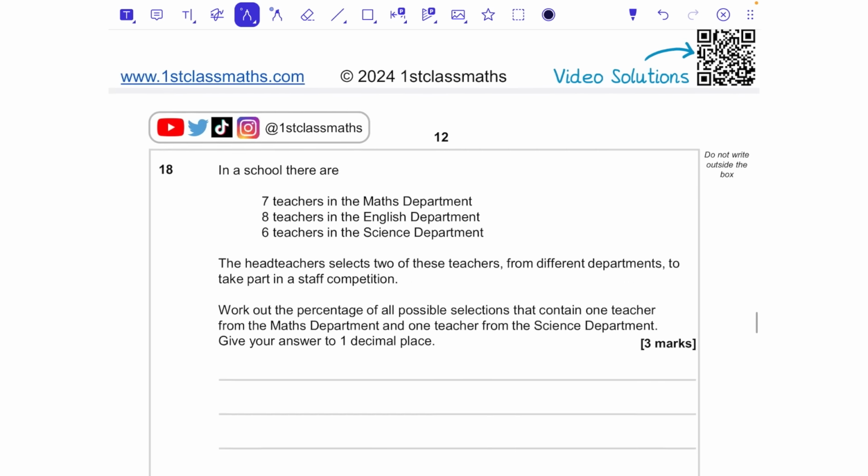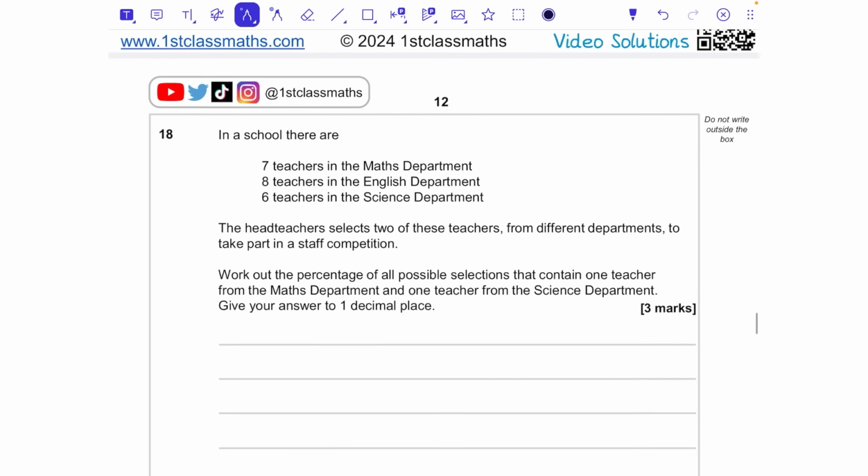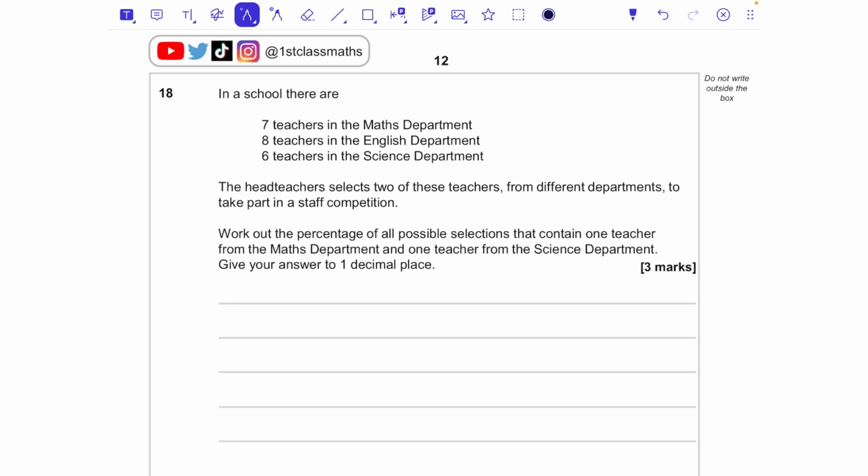Question number 18. In a school, there are 7 teachers in the maths department, 8 teachers in the English department, and 6 teachers in the science department. The head teachers select 2 of these teachers from different departments to take part in a staff competition. Work out the percentage of all possible selections that contain 1 teacher from the maths department and 1 teacher from the science department. Give your answer to 1 decimal place.